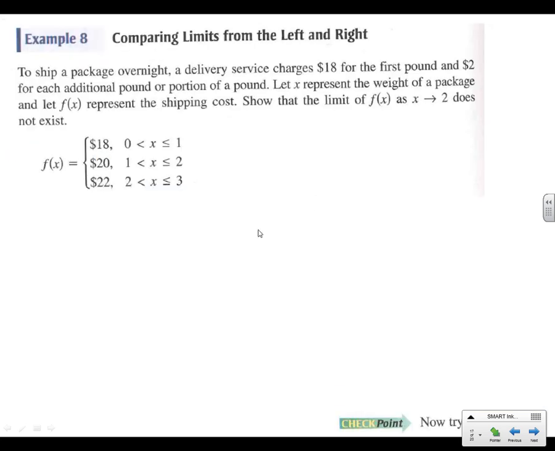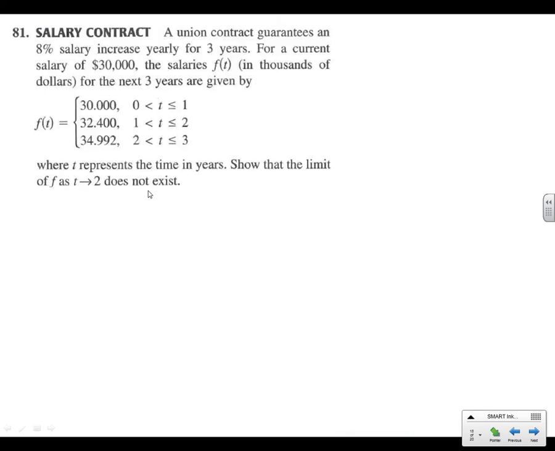All right, same type of situation. What's the limit as x approaches 2? The limit as x approaches 2 from the left side is 20. The limit as x approaches 2 from the right side is 22. Are they the same? No, they're not. So we do not have a limit. The limit does not exist because we approach different values from the left and the right. Same type of problem on 81. Show that the limit does not exist.